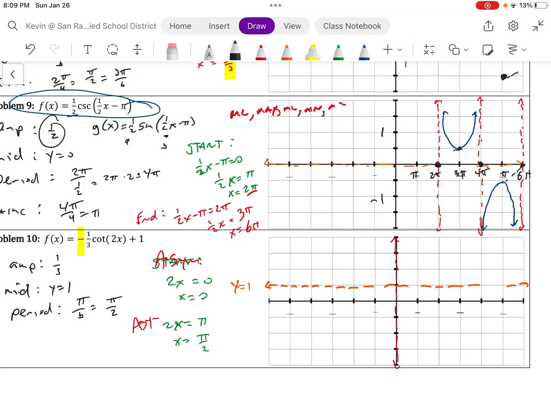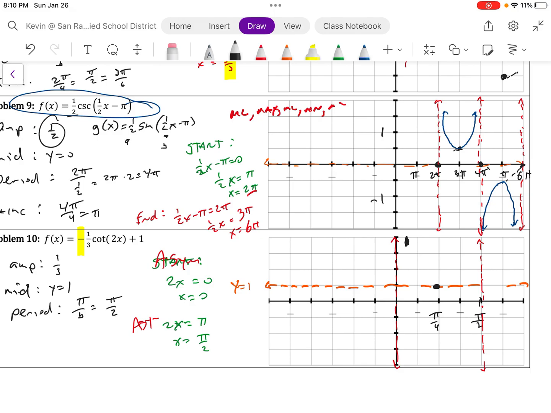So here's one at 0, and the other one is going to be at pi over 2. We've got to go pi over 4, because that's halfway between 0 and pi over 2. And this is going to be pi over 2, and that's my other asymptote. Okay. Halfway between the two asymptotes, that's where we cross the midline. So we know halfway between 0 and pi over 2 is pi over 4.